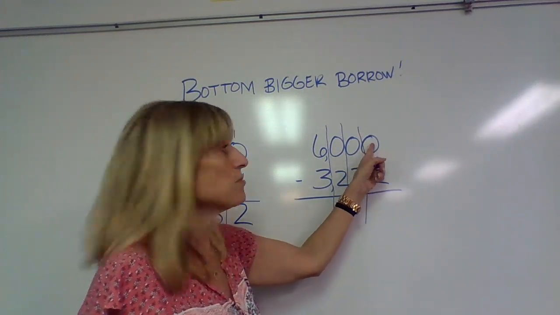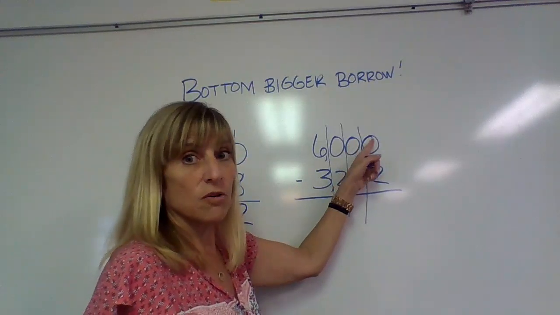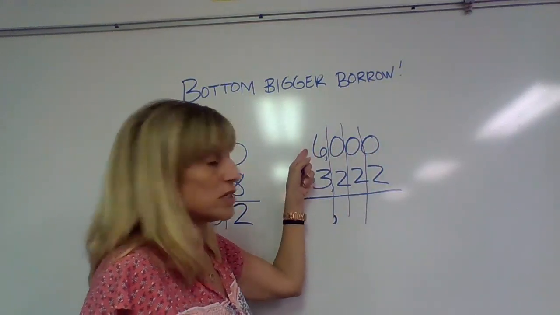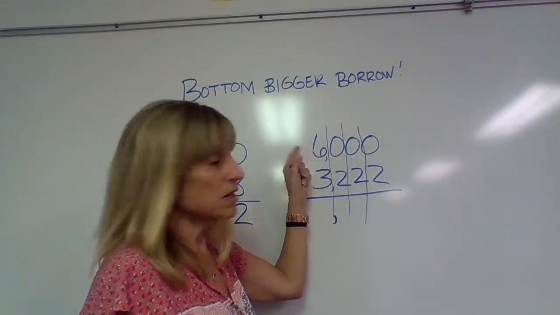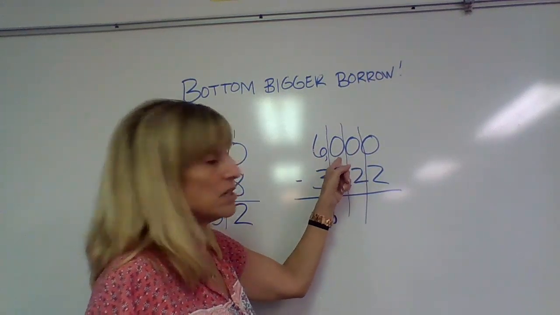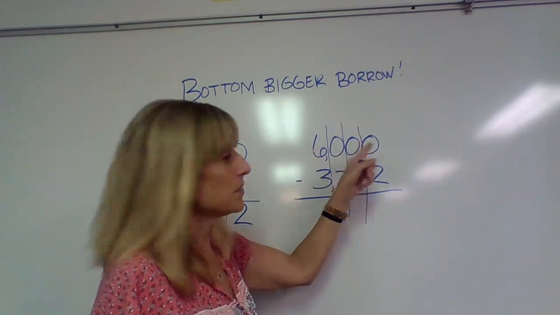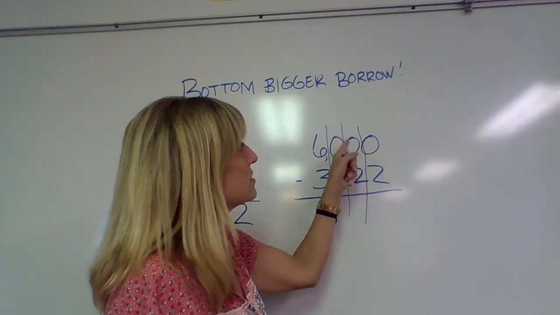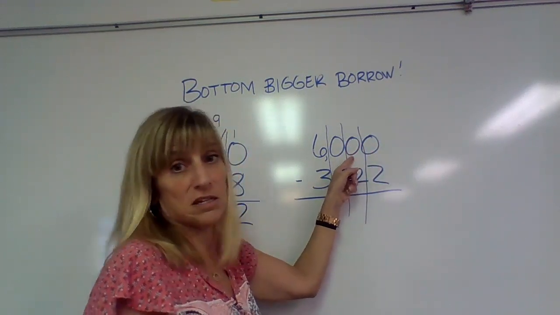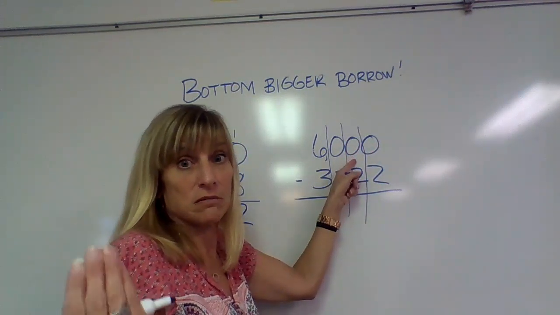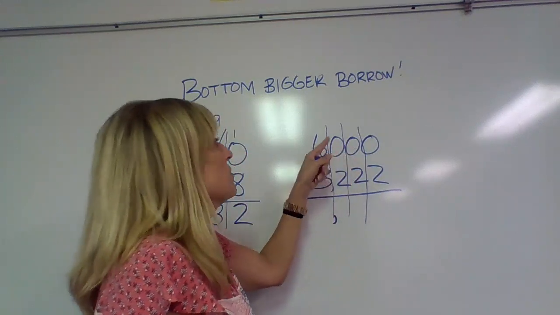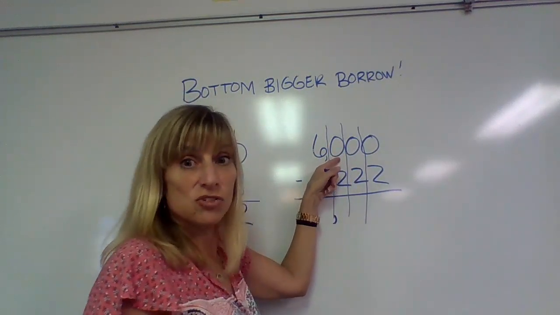So 0 goes, remember we always go next door. This 0 doesn't jump all the way to the thousands house. That would hurt the tens and the hundreds feelings. You can't skip them. So 0 has to go next door to the tens. Tens says, I don't have anything. I'm a 0.